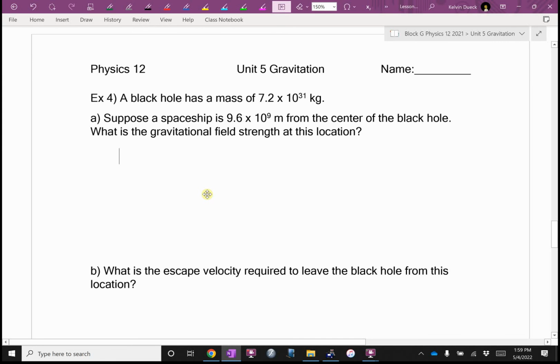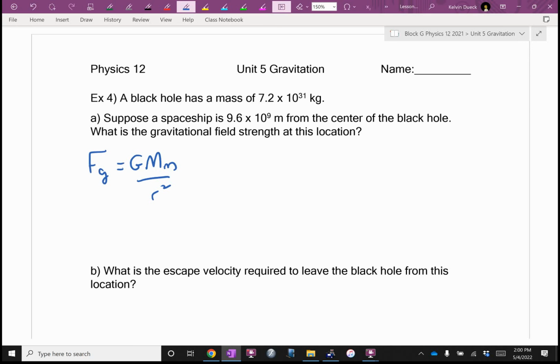Example 4, a black hole has a mass of that. Suppose a spaceship is that far from the center of the black hole. What's the gravitational field strength? Again, the most common mistake I see is kids go, oh, gravitational field starts with the letter F, and so they find this. What have they found? Force, which I know begins with F.